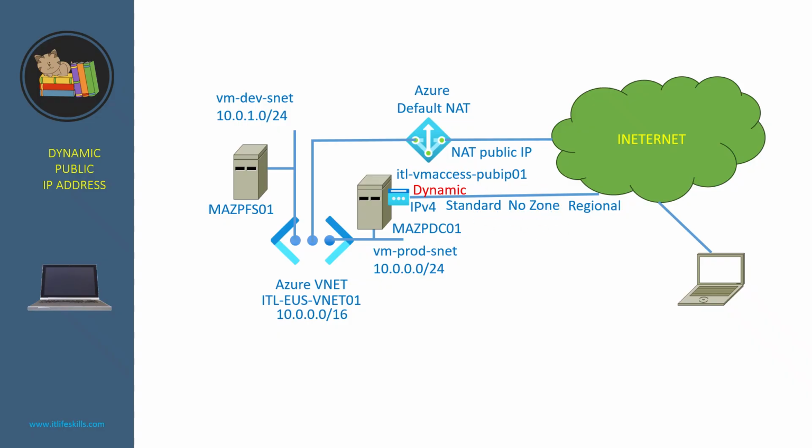And now when we start MAZ-PDC01 again, then PubIP01 will be assigned with a new public IP address, for example, 72.50.38.100. And when we disassociate the public IP object PubIP01 from MAZ-PDC01 like this, then the public IP address will be removed from PubIP01.